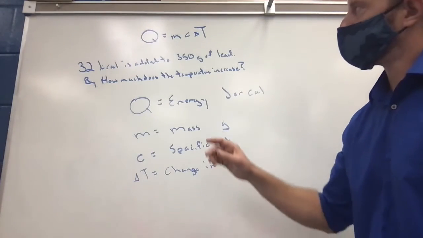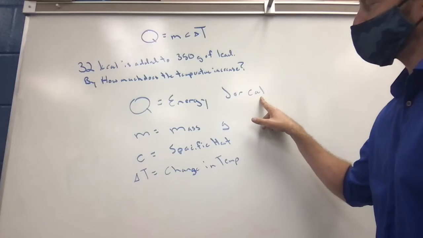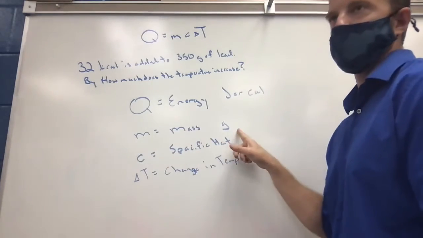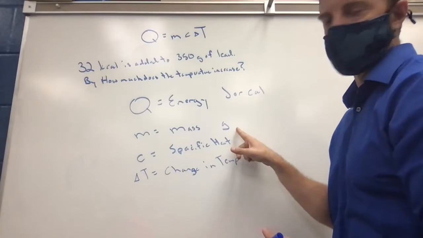All right, quick reminder on our Q equals MC delta T stuff. Q is energy. That's going to be in either joules or calories. M is for mass. That's going to be in grams, not kilograms or anything else, right? So for anything other than grams, we want to change that.